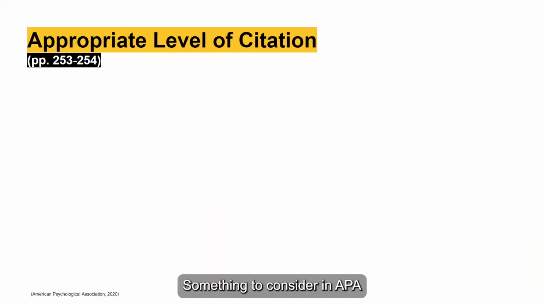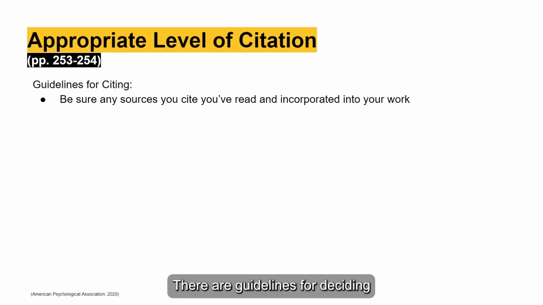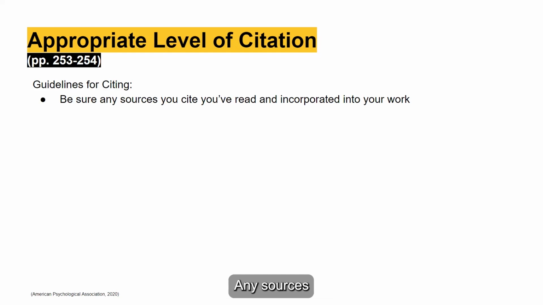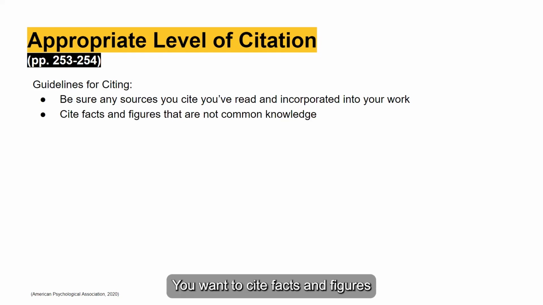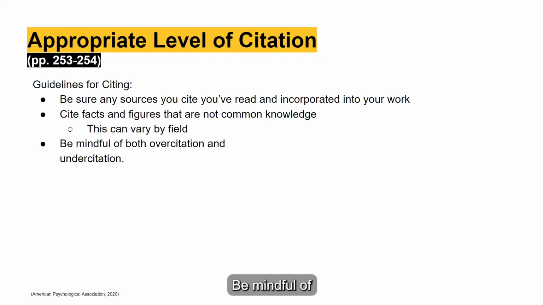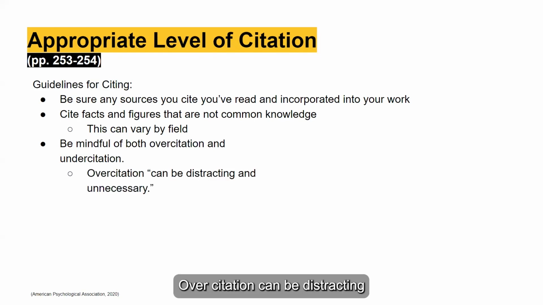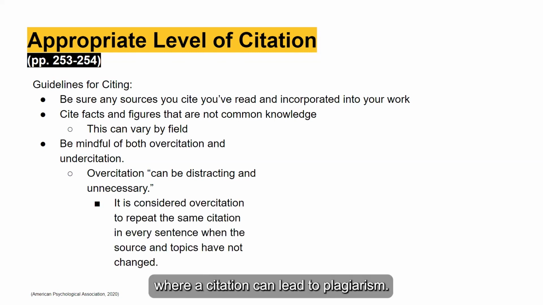Something to consider in APA style is the appropriate level of citation. There are guidelines for citing. You want to be sure any sources you cite you've read and incorporated into your work. You want to cite facts and figures that are not common knowledge, and note that this can vary by field. Consider your field and what would be common knowledge for your peers in that field. Be mindful of both overcitation and undercitation. Overcitation can be distracting and unnecessary, whereas undercitation can lead to plagiarism.